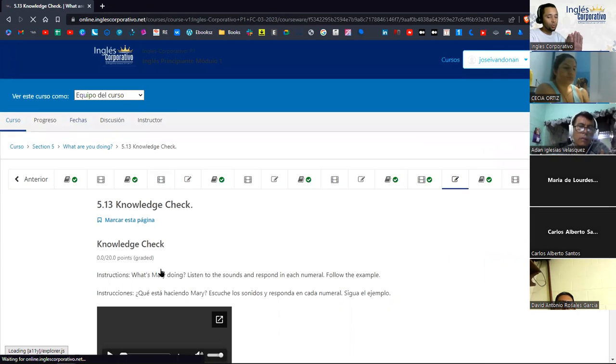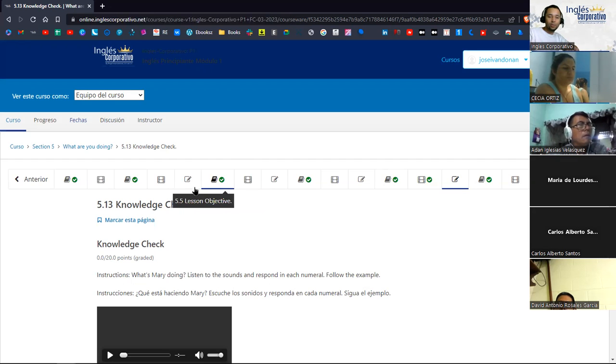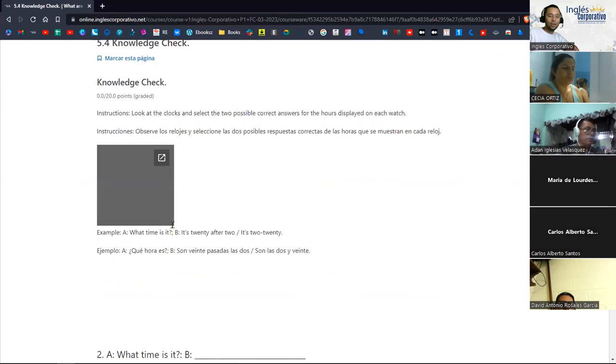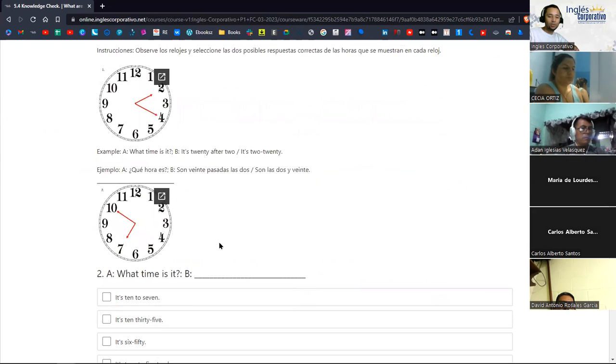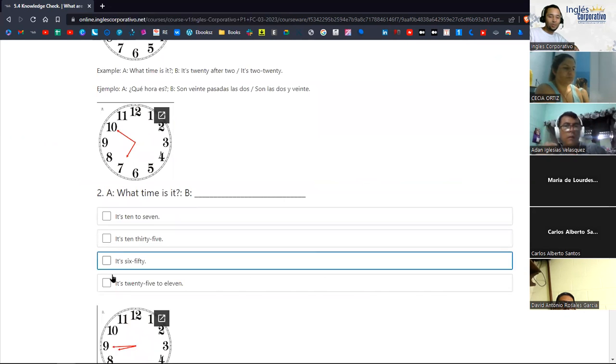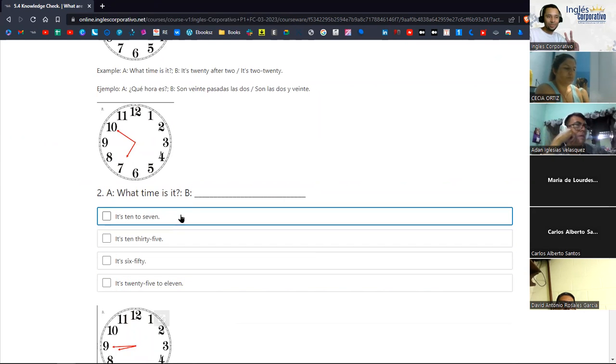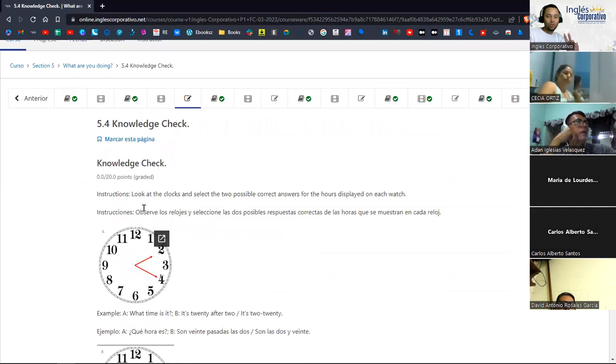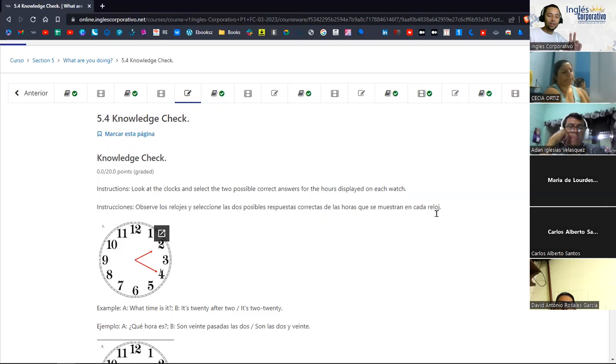Si ustedes pueden adelantar un poquito, excelente. Acuérdense que estas clases son un acompañamiento nada más al estudio que ustedes van haciendo de manera individual en la plataforma. Así que tenemos esta sección, Knowledge Check. Este es el ejercicio que recién acabamos de contestar. Aquí es un poquito más fácil porque nada más tienen que elegir, pero hay que elegir dos, conste, ¿verdad? Según la instrucción. Look at the clocks and select the two possible correct answers for the hours displayed in each watch. Observe los relojes y seleccione las dos posibles respuestas correctas de las horas que se muestran en cada reloj.